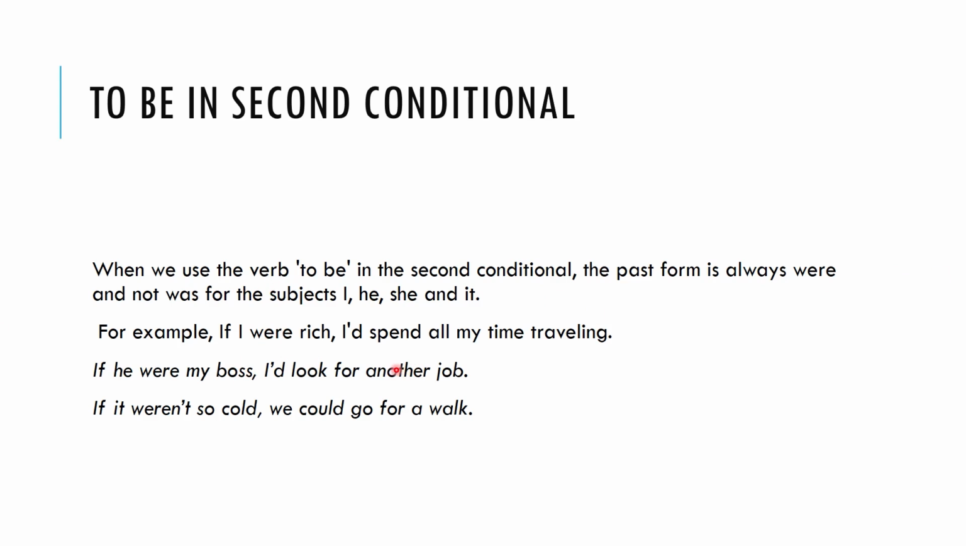If I were rich, I'd spend all my time traveling. Now, here, normally in the past tense, we use was with I, like I was rich, or I was fine, or I was busy. But here it's different. We use were with the subject I. If I were rich, I'd spend all my time traveling. The next example, if he were my boss, I'd look for another job. Now look, he is a singular subject and we use the to be verb were. This is an exception. We do not use was with the singular subject in second conditional.